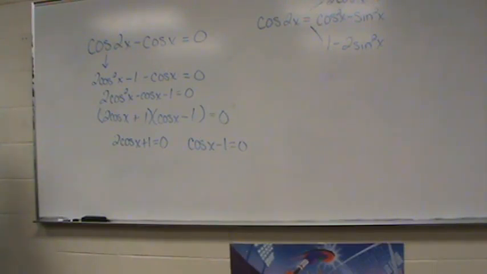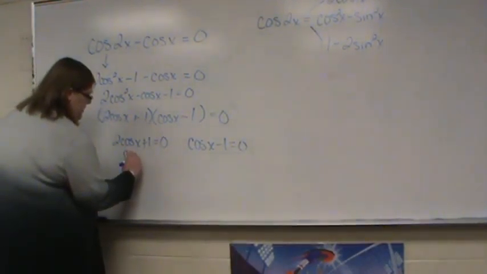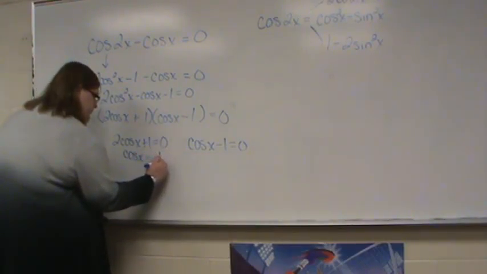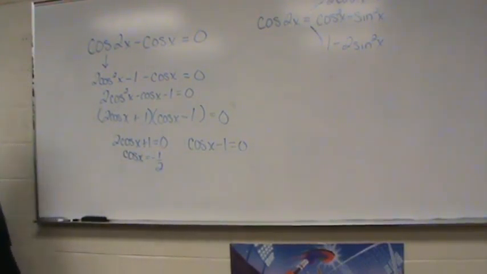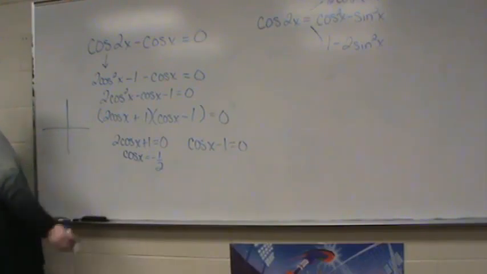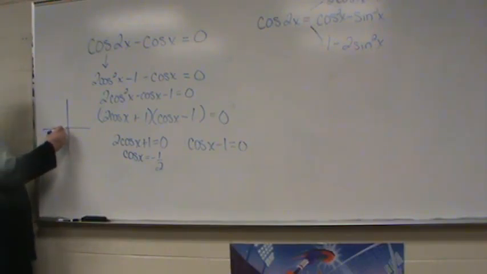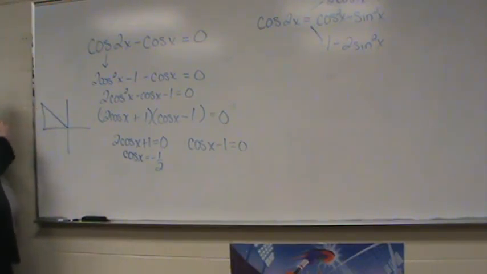For the first one, we will subtract the 1 and divide by 2. So I subtract the 1 and divide by the 2, so I'm going to have cosine x equals negative 1/2. So how do I find x when cosine x is negative 1/2? I make a triangle. If I have cosine equal to negative 1/2, where should I draw my triangle? In the second quadrant, because that's where cosine is negative.